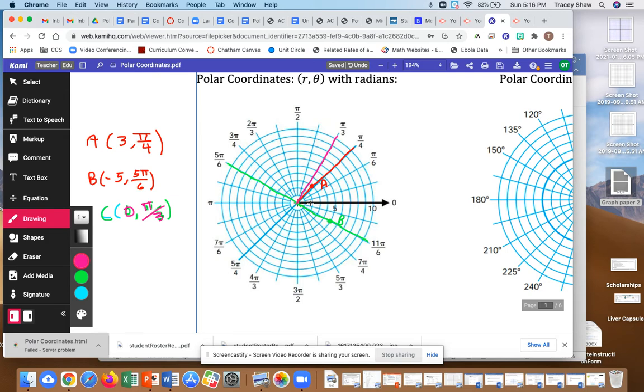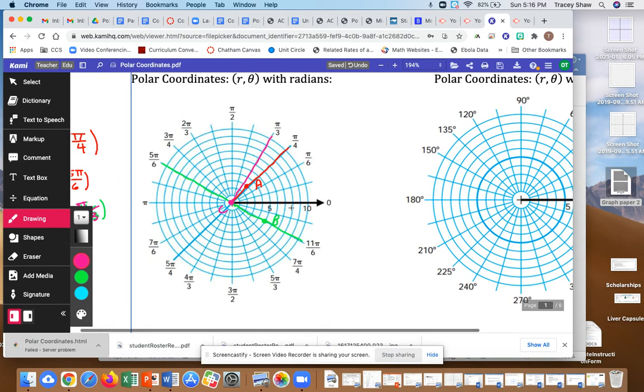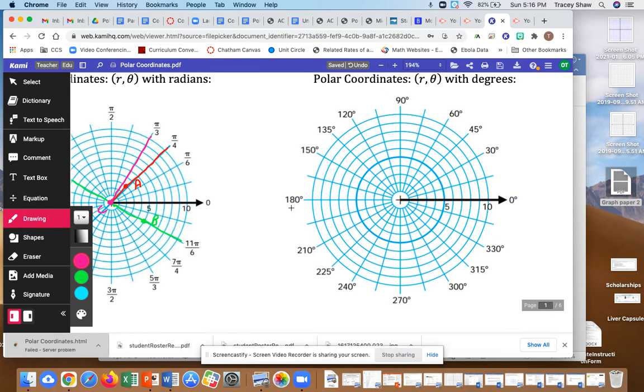Since my radius is 0, that means I can't move, even though I have an angle. If the radius is 0, you don't have a circle to move to, so you're going to stay right here at the origin. So that's where point C would be. Now, I'm going to still be graphing polar coordinates, but I'm going to actually graph in degrees.